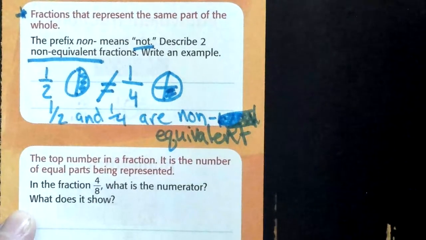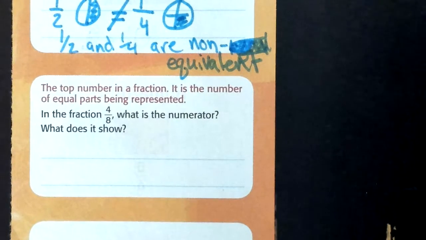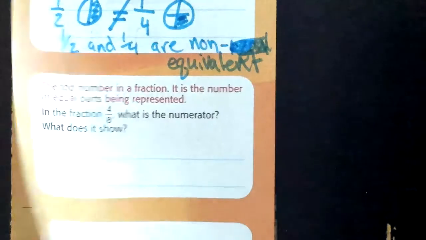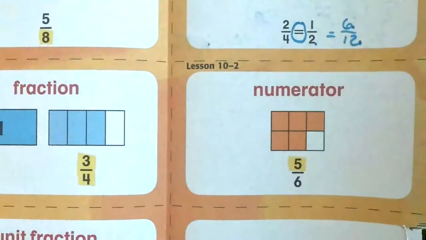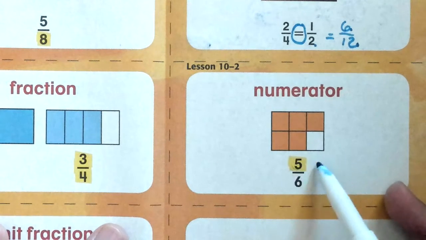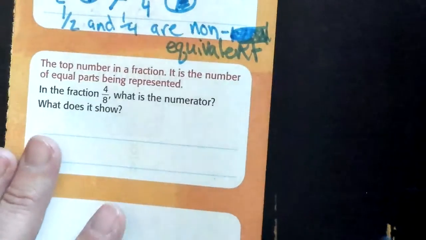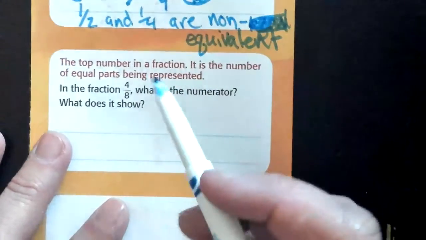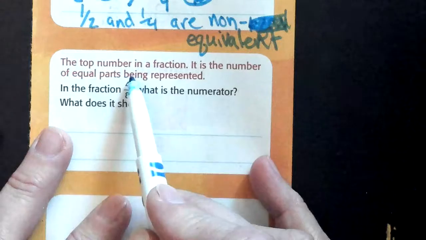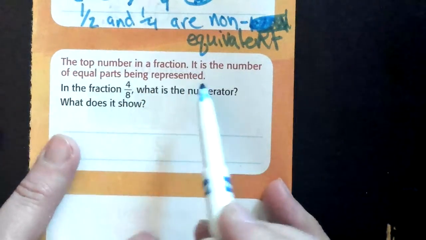So let's look down at the second vocabulary word right underneath, and that is the numerator. The numerator is the number that is the part of the whole, telling us how much of the whole pizza we're going to have. The numerator is on top. The number of how many we have is how I like to think about that. The numerator is the top number in a fraction. It is the number of the equal parts being represented.